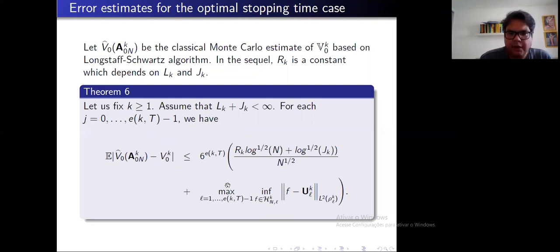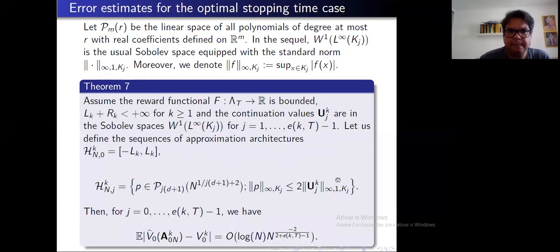K is fixed, and depends on this object here. So then it's not difficult to see that under some regularity condition on the space H, we will get an explicit rate of convergence in capital N. So if we consider, if you assume that the continuation values, the discrete time ones, are in the Sobolev space, and you choose H, the architecture space, just a set of bases for your regression method, as polynomials with this growth condition, then you get a rate of convergence with respect to capital N.